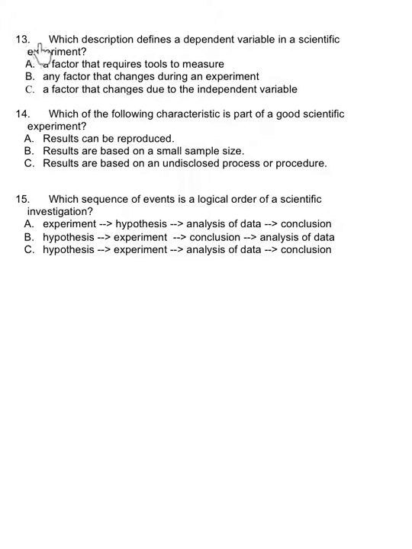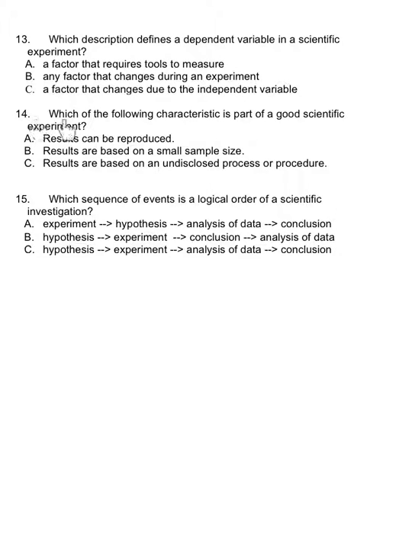Number 13. Which description defines a dependent variable in a scientific experiment? A. A factor that requires tools to measure. B. Any factor that changes during the experiment. C. A factor that changes due to the independent variable.